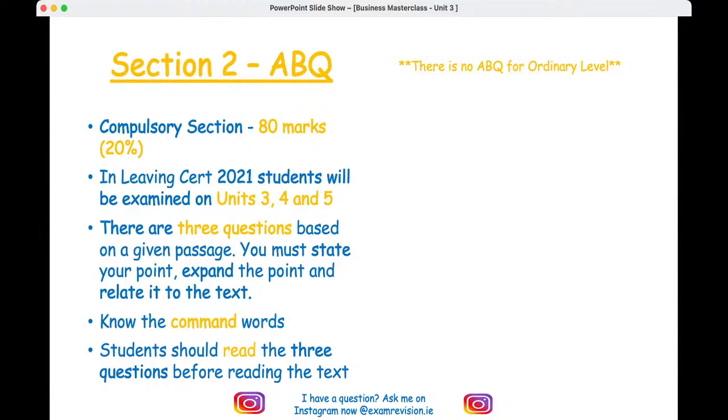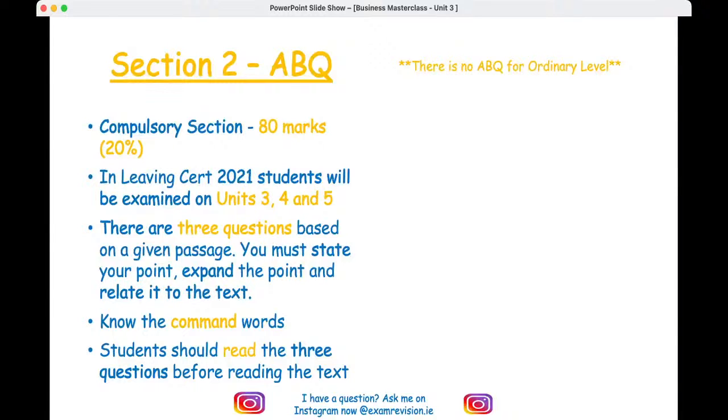So for 2021, if you're sitting the paper, 3, 4 and 5 are so important. Next year, if you're doing it in 2022, 4, 5 and 6 are the ones that are vital for you. You need to really, really understand them, and that's why today we're focusing on unit 3. You've got 3 questions, and you need to make sure that you develop your answers. So you state, you explain, you expand on your point, and you must link it back to the text.